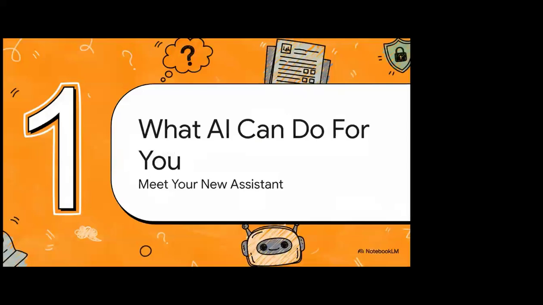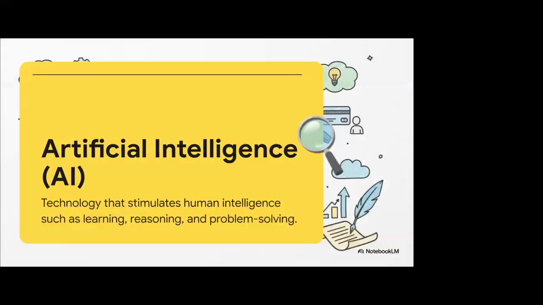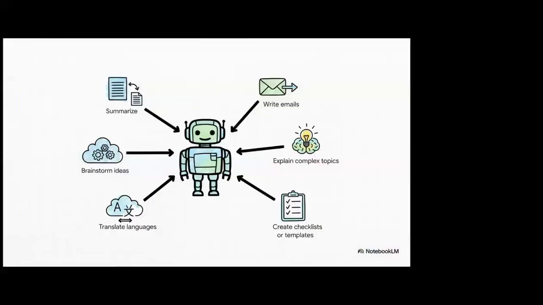Okay, so who is this new assistant really? Let's pull back the curtain and take a look at what it's actually capable of. At its heart, AI is really just technology that's designed to think a bit like a human. It can learn things, it can reason, and it solves problems. So forget all the complicated jargon for a second. Just think of it as a really smart tool that's ready to help you out. And what it can do is, well, it's pretty amazing.